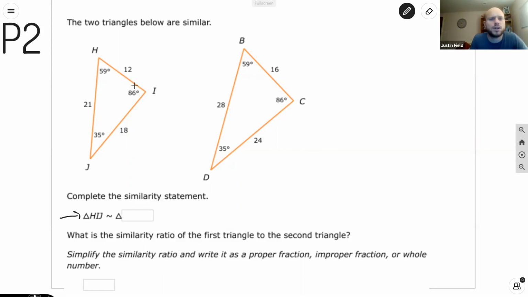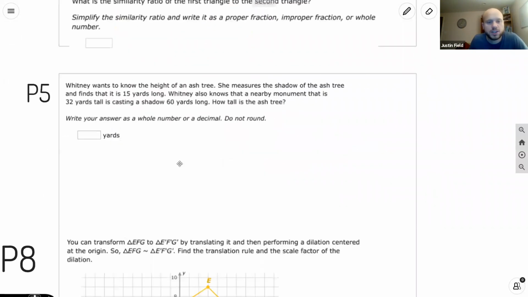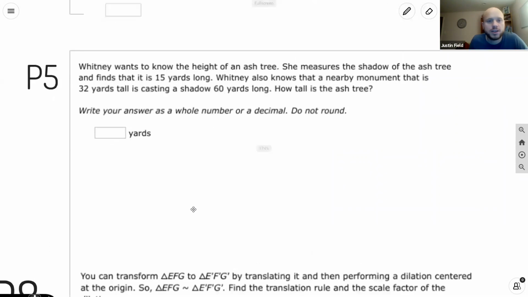This one is really easy because the triangles are turned exactly the same way, just one is bigger. So H corresponds with B. Okay, so B, C, D. But if they weren't exactly like that, we would just look at the angles and make sure that the angles matched up. All right, so that's that one. There's 6 assignments, but some should be easier and some more challenging.